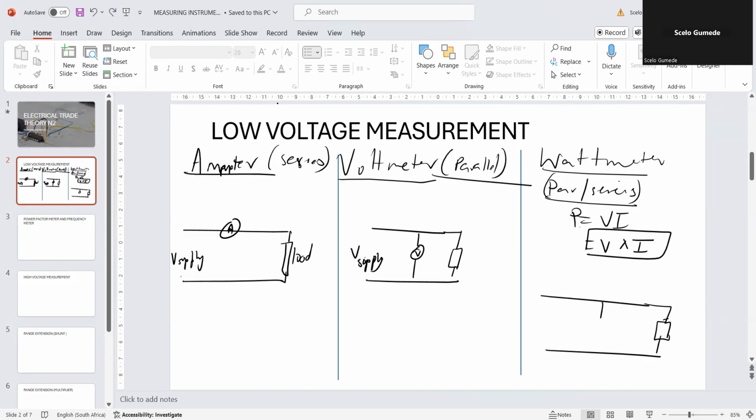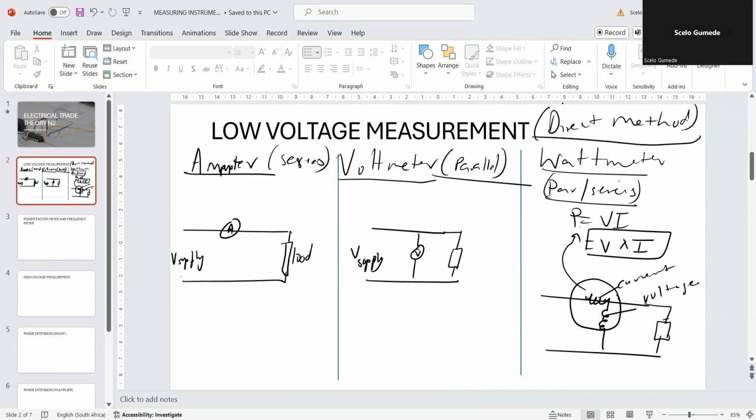But then there's a way in which they put it. They use a winding and a winding, and then they put a circle like that. So in other words, this becomes our current coil. That's where we measure current, and it becomes our voltage coil. That's where we measure voltage. Combine the two, it gives us the power. This is how we do this under low voltage. Also under low voltage, we can say it's a direct method. We are connecting this directly onto our circuit.